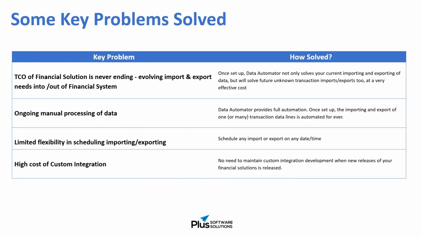Just reading from the left, the key problems. The reality is the total cost of ownership of a financial solution is just never ending. And that's because, amongst many other things, there's always an evolving bunch of imports and exports that need to, as I mentioned before, come into and out of the accounting system. And Data Automator solves that problem because it will automatically bring those imports into the accounting system, those known imports, but it will also solve future unknown imports and exports as well, and all at the same cost.